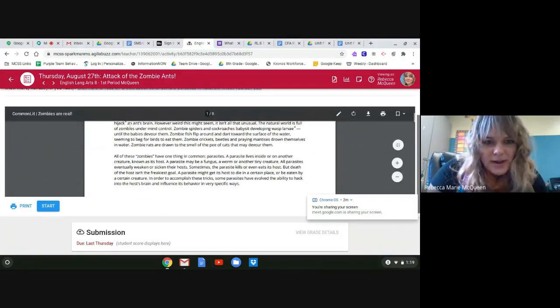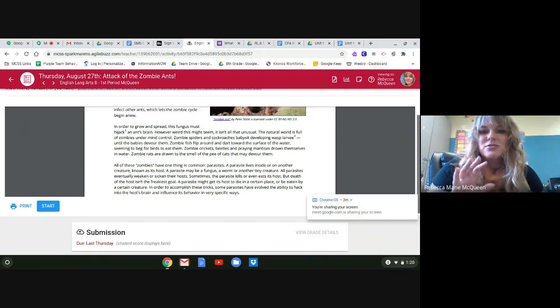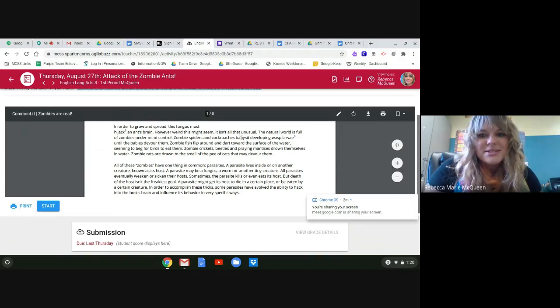In order to grow and spread, this fungus must hijack an ant's brain. However weird this might seem, it isn't all that unusual. So there's zombie spiders and cockroaches. If the fungus affects it, they're called cordyceps, but there's all these different types of cordyceps, all these different types of zombie fungi. If it infects a spider and a cockroach, they make them babysit wasp larvae until the babies devour them.